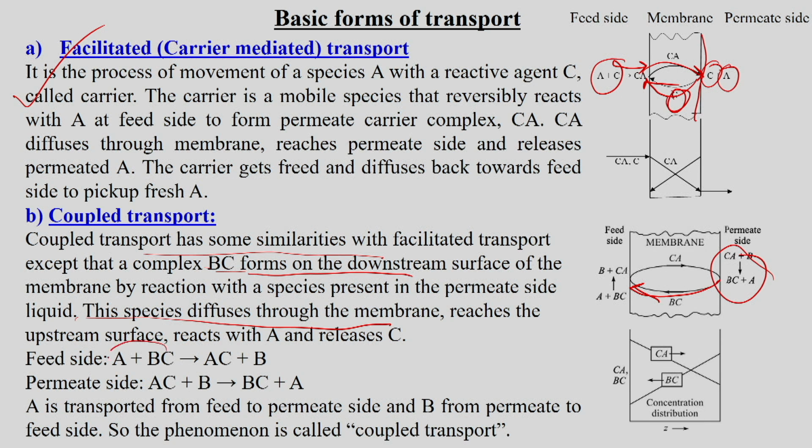So, on the feed side we have A plus B C, or like B plus C, whatever it may be, then C A will be transporting. Then A C will be there and B will be there, and on the permeate side A C is coming here and then reacting with B to release A, and then B C will come back. So, A is transported from feed to permeate side and B from permeate to feed side. So, the phenomenon is called coupled transport.